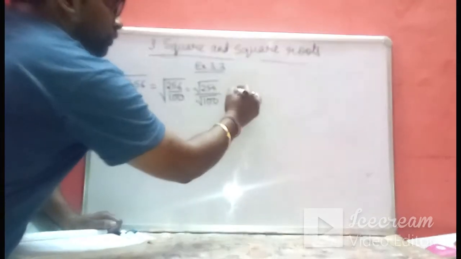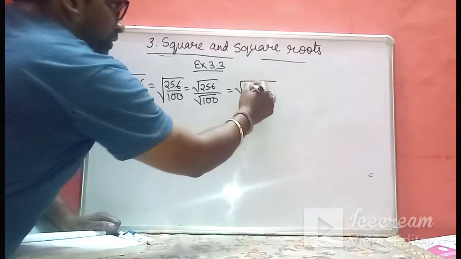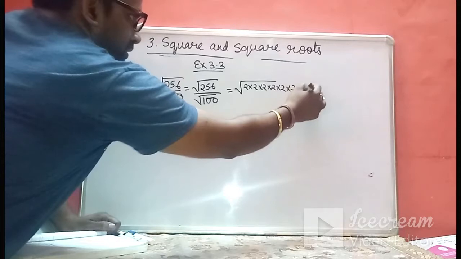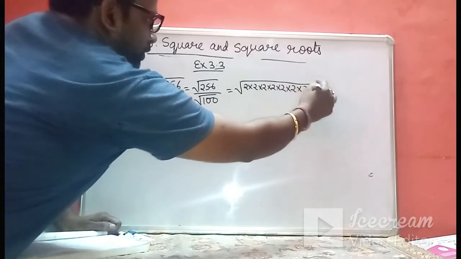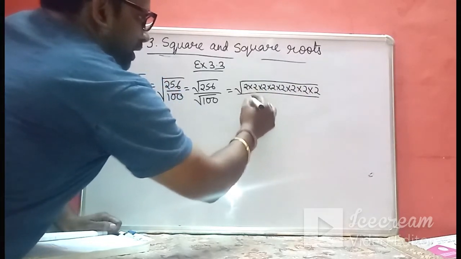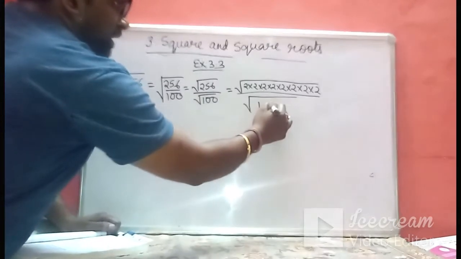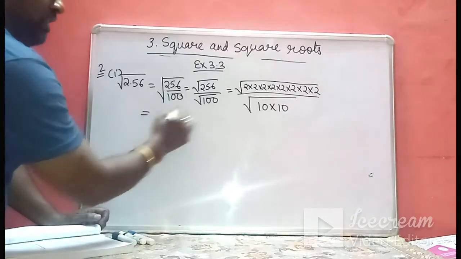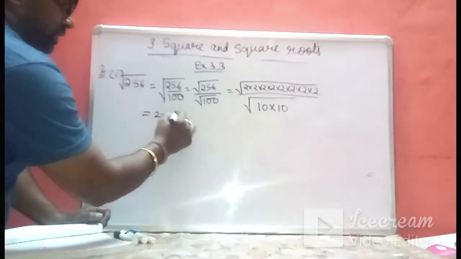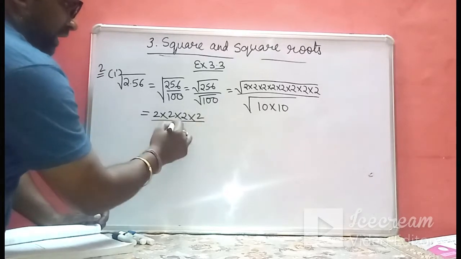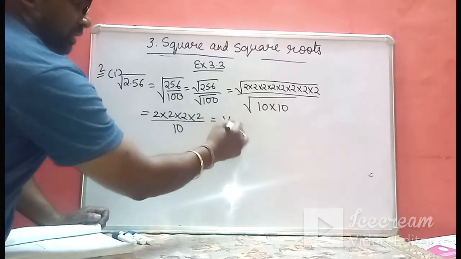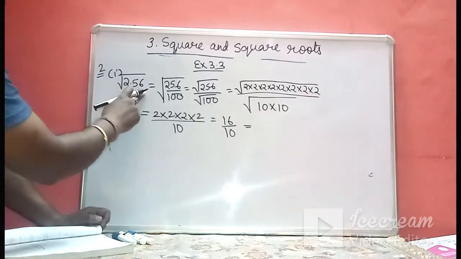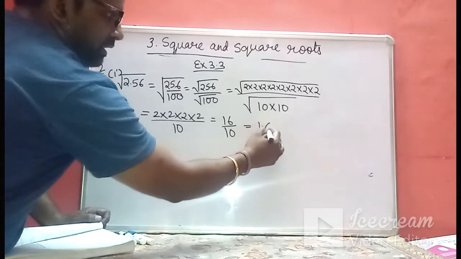So what is root 256? We will do the prime factorization. Like this, it is the prime factorization, you can do it. And this 100 I am going to write like this, 10 into 10. So finally what will I get? I will get 2 into 2 into 2 into 2, and this 10 will come out, so it is 16 upon 10. Then since our question was in terms of decimal, we will leave the answer in decimal only.